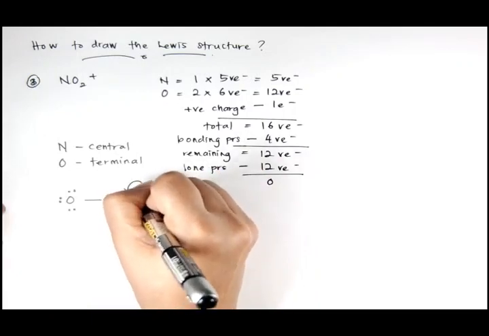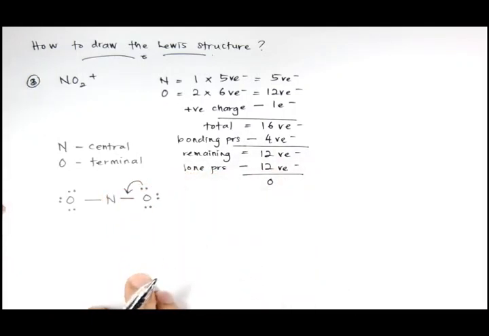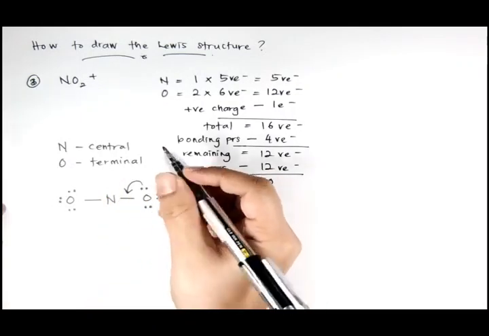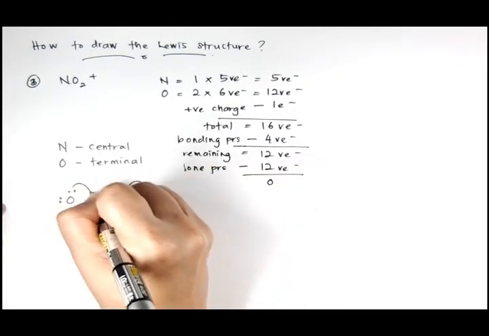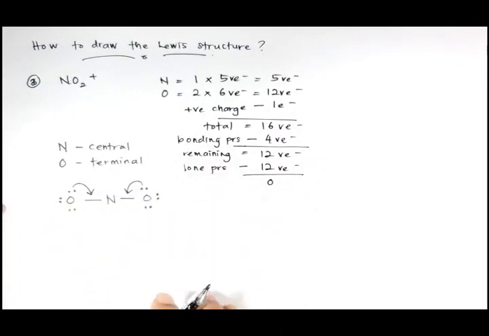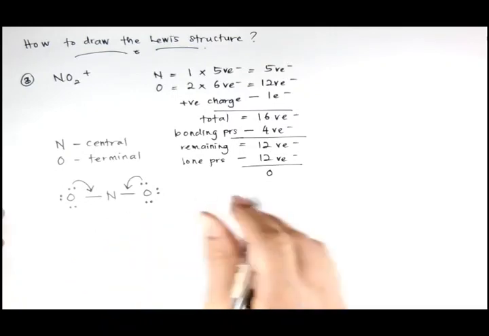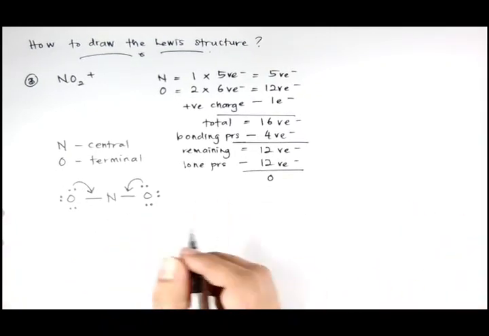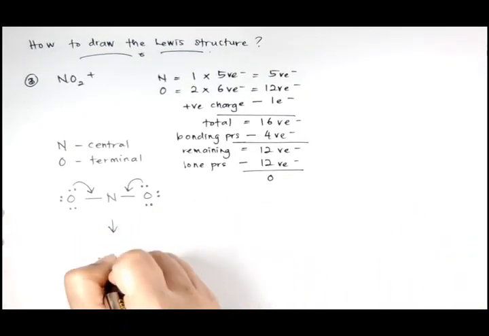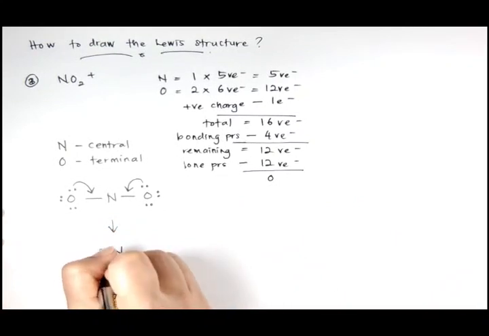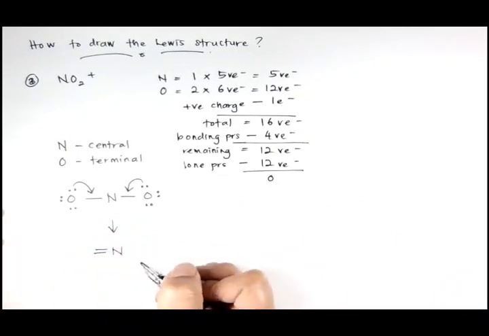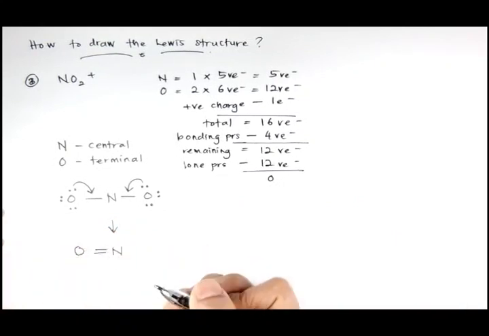So the first lone pair is from the first oxygen atom. And then we need more electrons from the second oxygen to give more electrons to the nitrogen. So now it will obtain a double bond between the nitrogen and the oxygen.